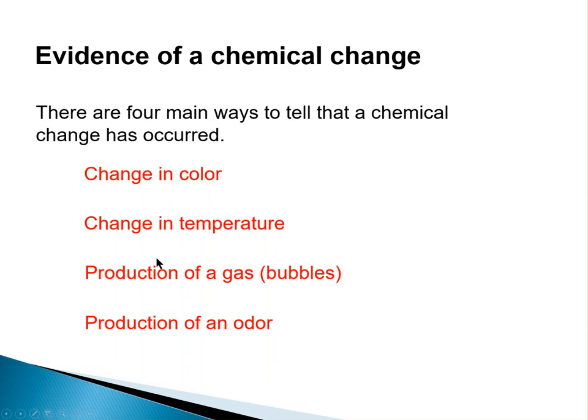And finally, production of an odor. So our gasoline in our cars has some sulfur in it. And when it combusts in our engine, it combines with oxygen. So if you've ever smelled rotten eggs on the highway, that is the smell of sulfur dioxide. When the sulfur in gasoline combines with the oxygen, it makes that compound. We can all of a sudden smell it. So we know that that's a chemical change that's occurring in the engine of a car.